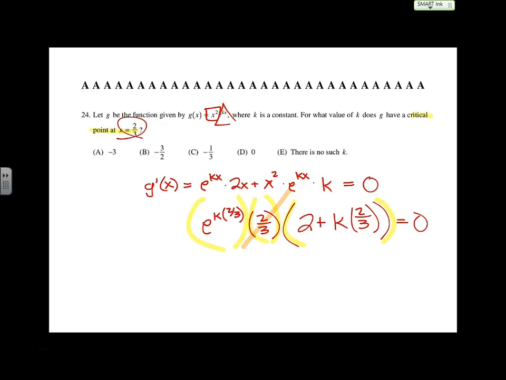Can an exponential function with no translation ever hit 0? Think of your basic graph. No. So you never have to worry about the e to the. You would take ln of both sides, and ln of 0 doesn't exist, so e to the will never be 0. It could be 1 or 2 or 3, but not 0. So then all you have to worry about is just the 2 plus 2/3 k. So is there a k? Yes.